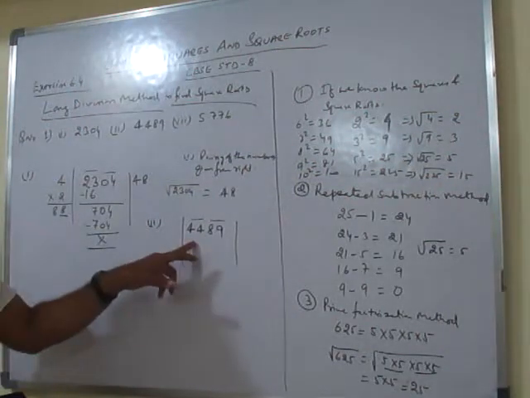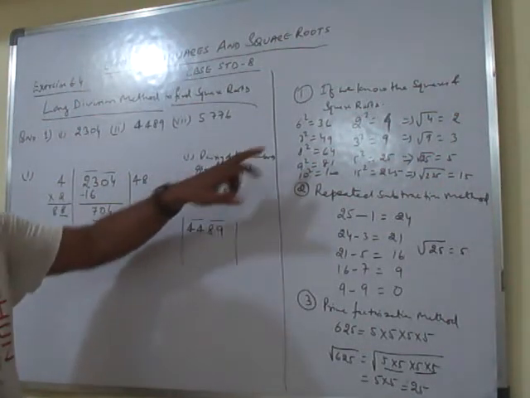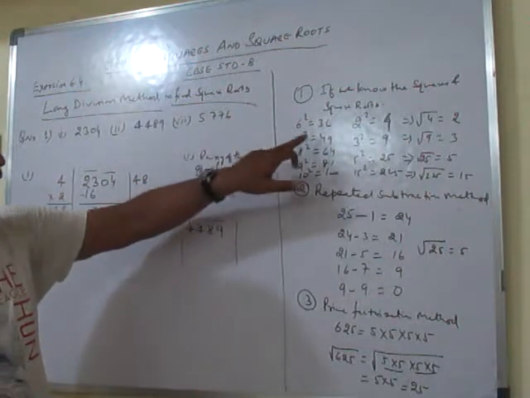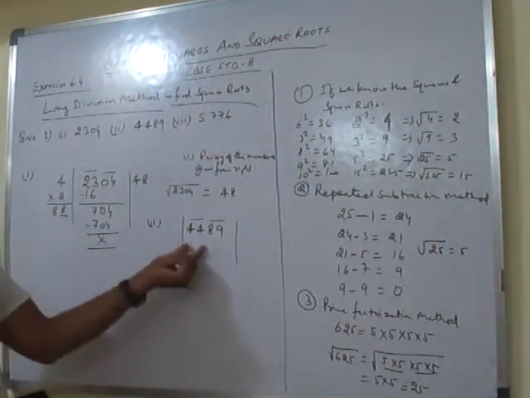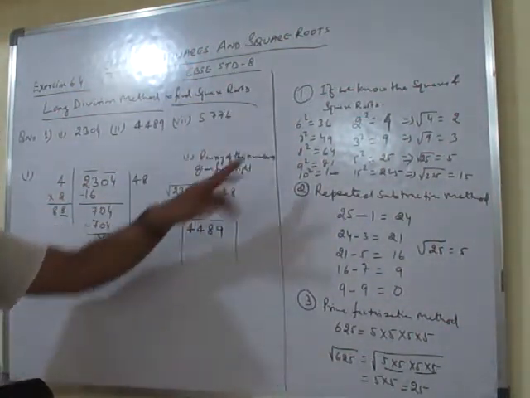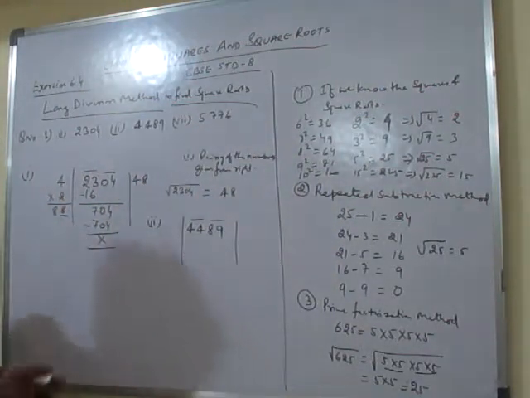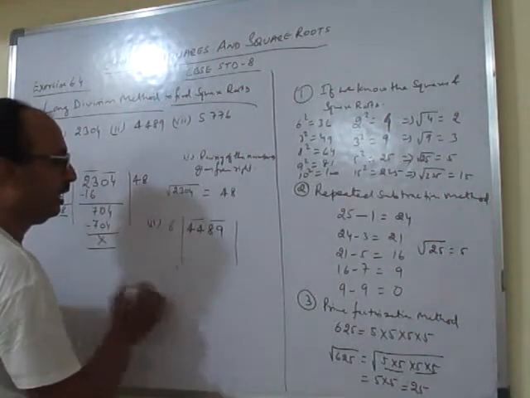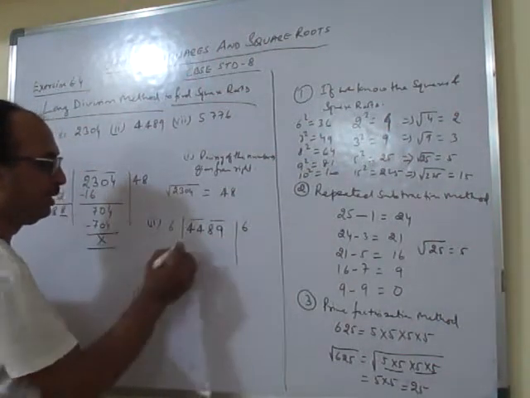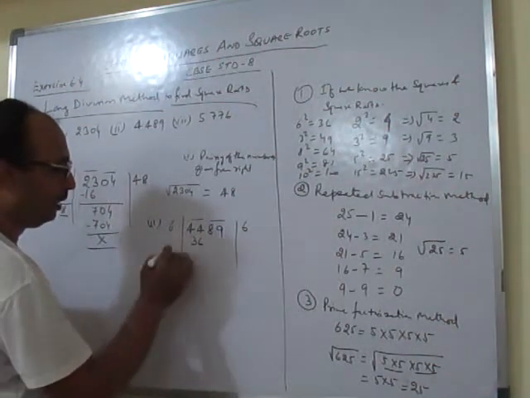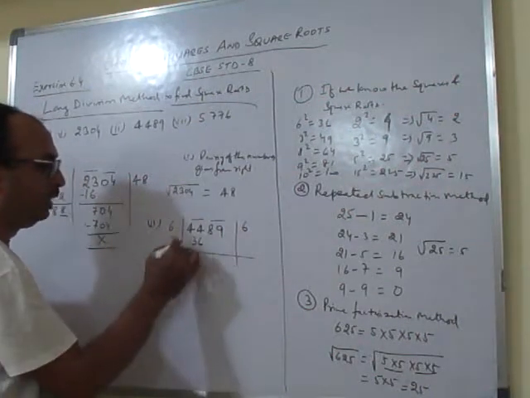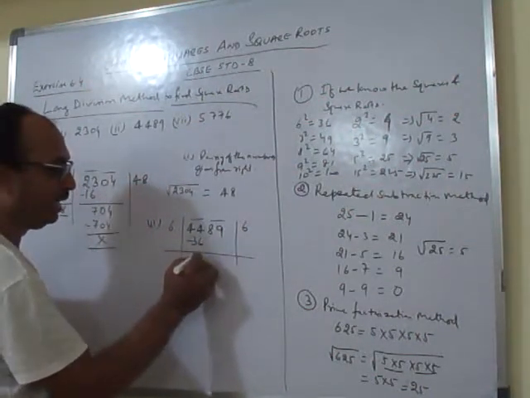Okay. So now here 44. 6 square is 36, 7 square is 49. 44 is lesser than 49 and more than 36, so we have to go for 6 square. We put 6 here, and here also we put 6, so it will become 36. Now we have to subtract, so here we are getting 8.